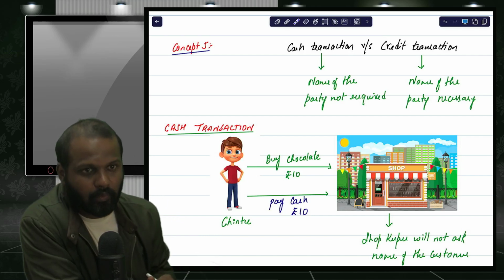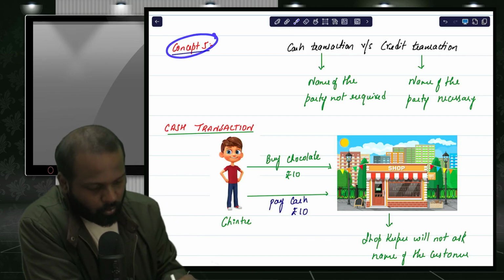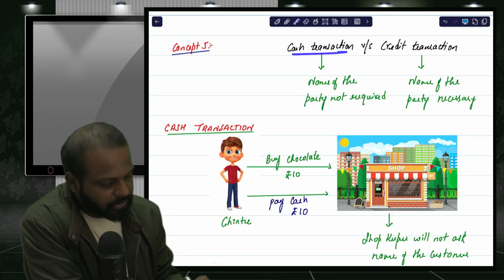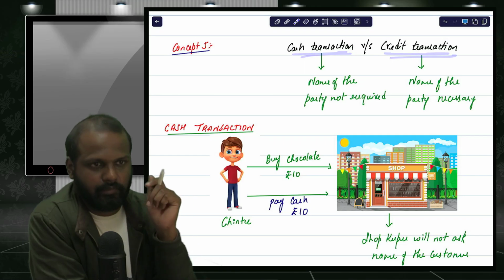Hello everyone. So now we are going to discuss concept number 5, cash transaction and credit transaction.